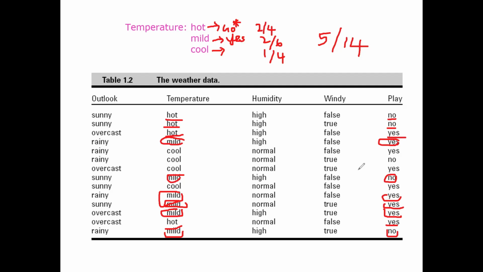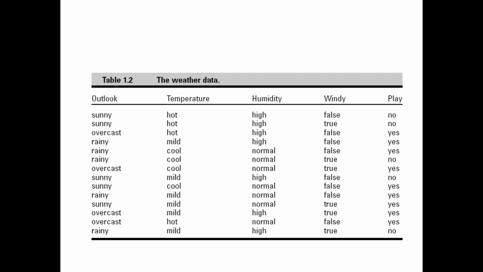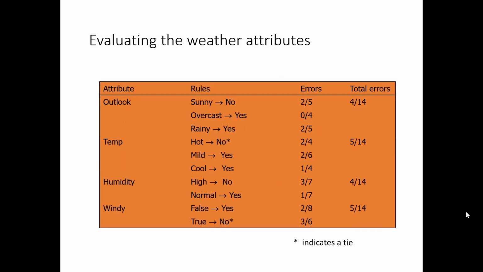Now let me show you my answers. Let me clear everything. If you follow the same, you can see this is what we did. If you do this for all the 4 attributes, this is how it looks. For each attribute, and for each attribute value, we calculate the errors and total errors. When you actually work it out, the error rates for the 4 attributes are as follows.